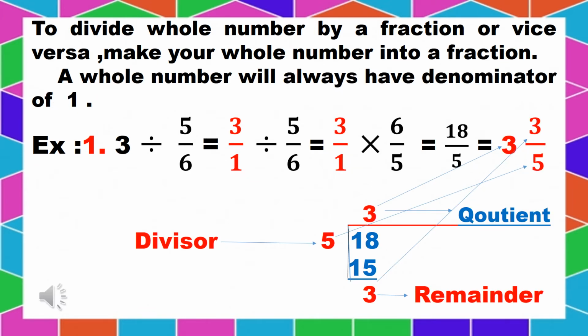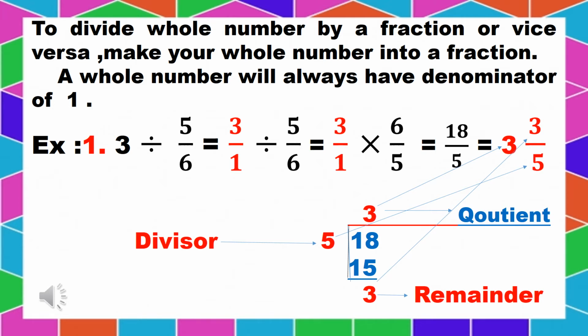Okay, let's take the result of our multiplication. Our fraction is 18 over 5. Take note that 18 over 5 is not a proper fraction. Why do we call it an improper fraction? It's because in 18 over 5, 18 is bigger than the denominator 5. Therefore, it is an improper fraction. So if we have an improper fraction, we need to change it into a mixed fraction.